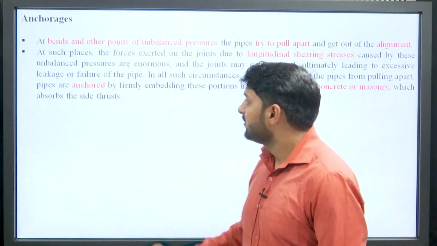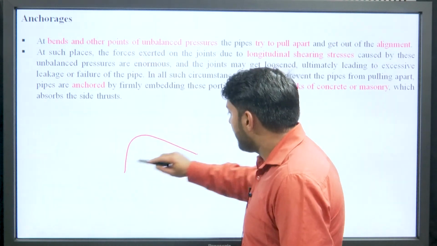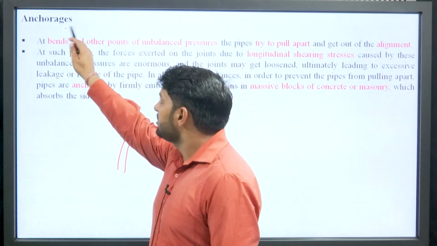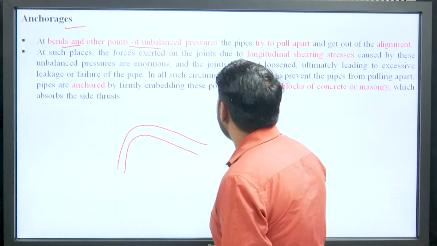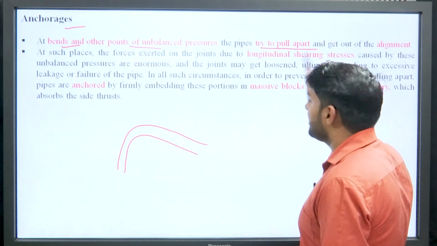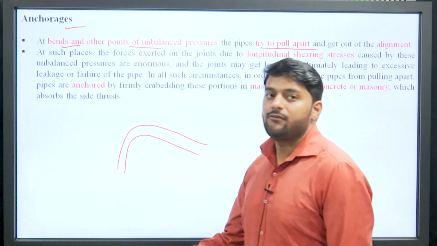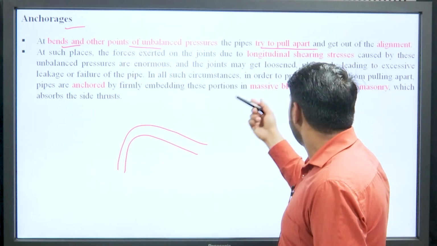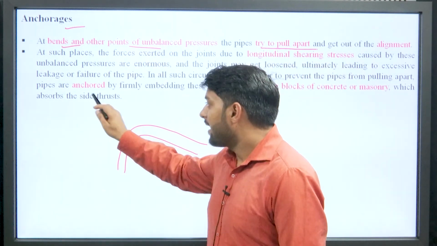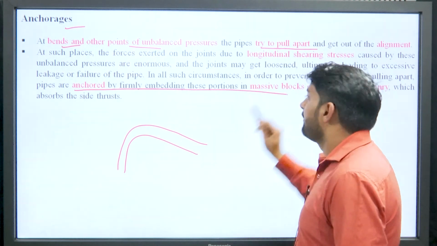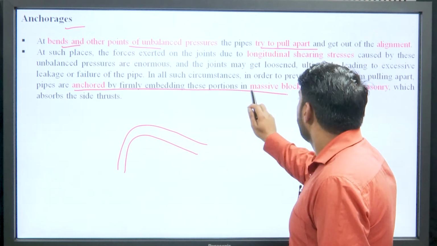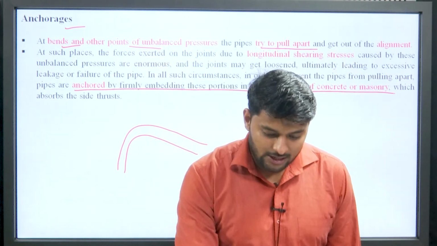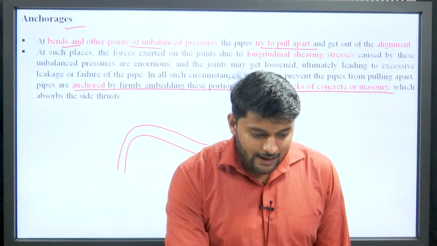Next one is anchorage. At bends, what will happen? There will be development of unbalanced pressure. So, anchorages are basically used at bends and at points where there is an unbalanced pressure, which makes the pipes pull apart and go out of alignment. So, in order to control this, what do we need? We need anchorage, and this anchorage is formed by massive blocks of concrete and masonry, which absorb the thrust so that the pipe stays in its proper alignment.